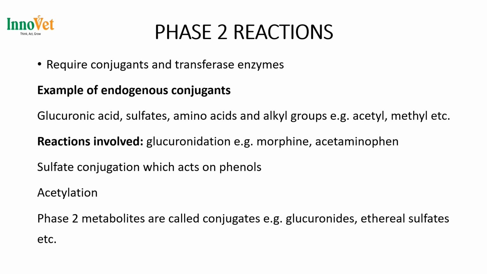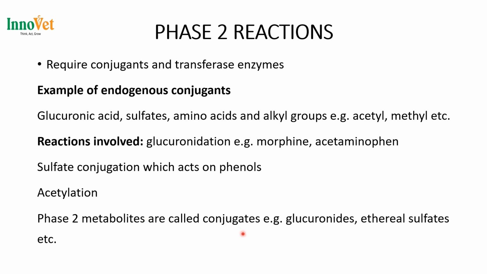So these phase 2 reactions require conjugants and transferase enzymes. The conjugants are the ones that I have called the natural compounds that are provided by the body. An example, we have the glucuronic acid, sulfates, amino acids, and alkyl groups, like acetyl, methyl, and others. Examples of reactions that take place are glucuronidation, sulfate conjugation, acetylation, sulfonation, and many others.